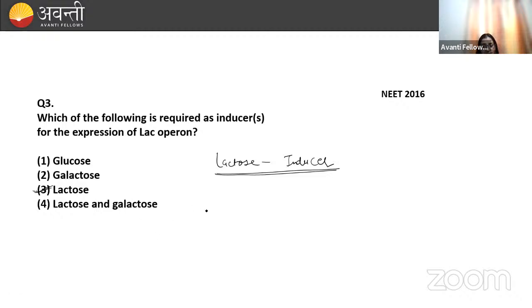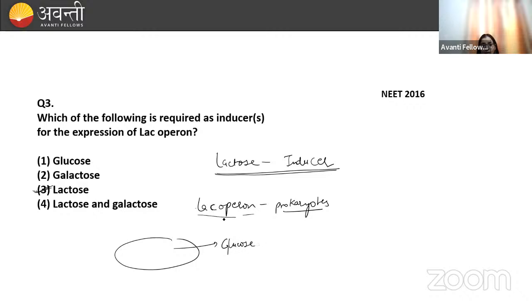There's one more important point which I have to tell you. We know that this lac operon is present in prokaryotes, right? So if the medium has glucose, in that case this lac operon will not be active, because the cells present in the medium can utilize the glucose. But when the level of glucose is depleted, in that case the cells will start using lactose.